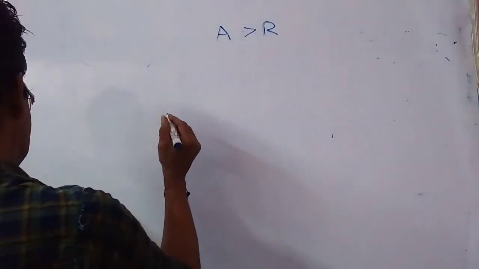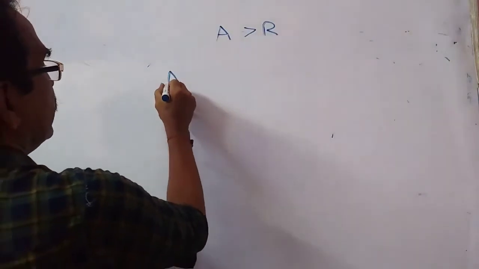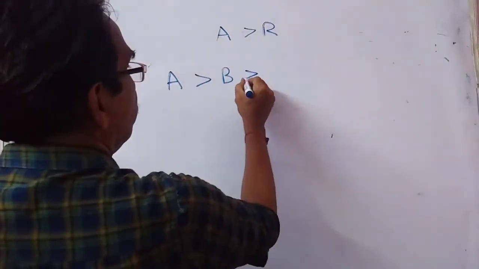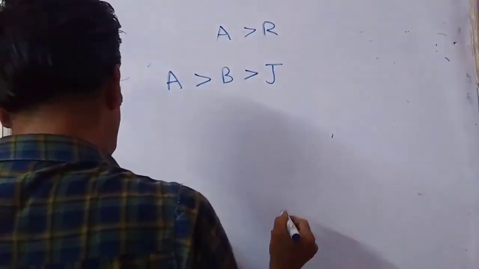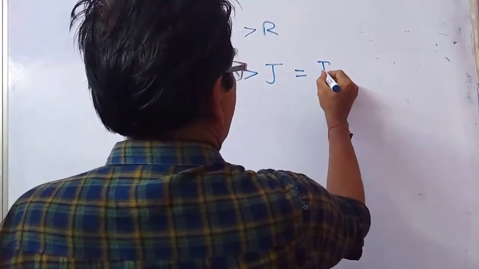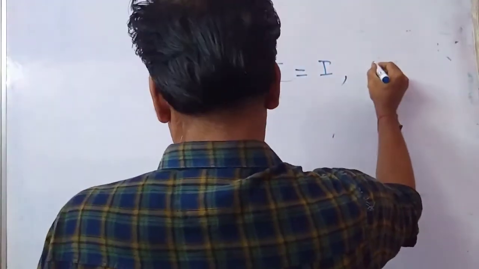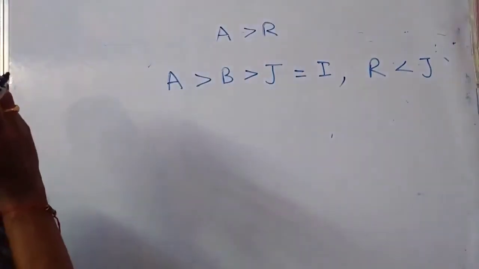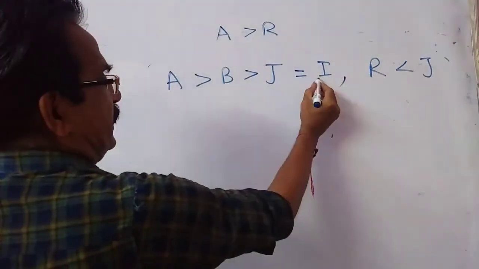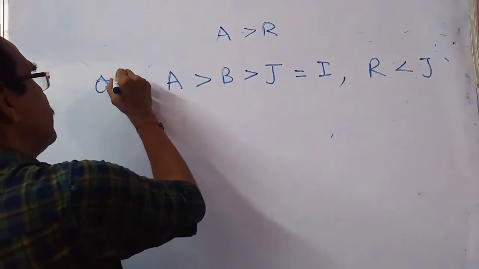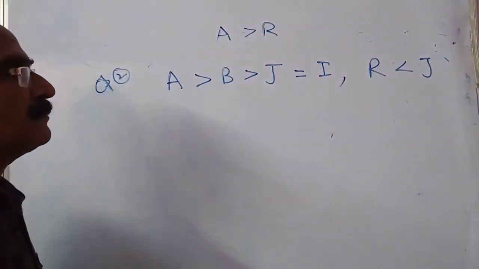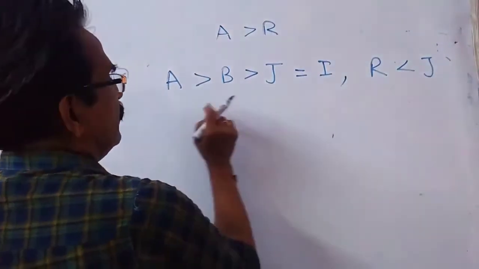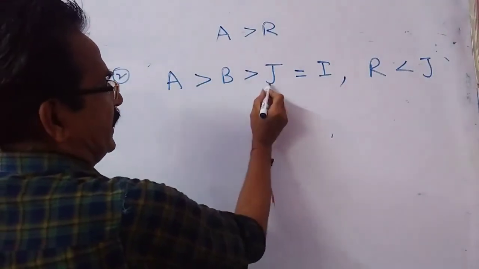Okay. Now let us see the second option. Second option is this. A greater than B greater than J is equal to I, comma, R less than J. This is option 2, friends, the second option. So in the second option, two statements are given. So from the first statement, A greater than J.